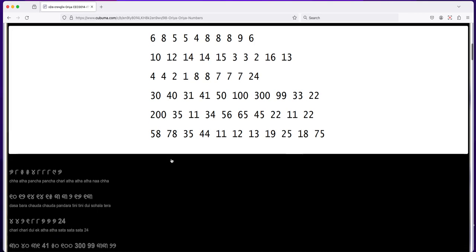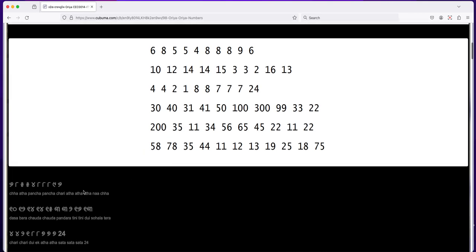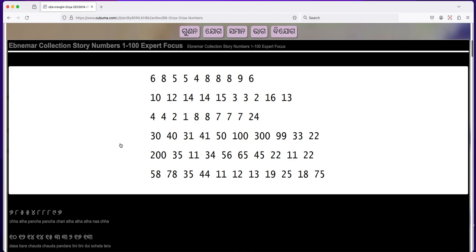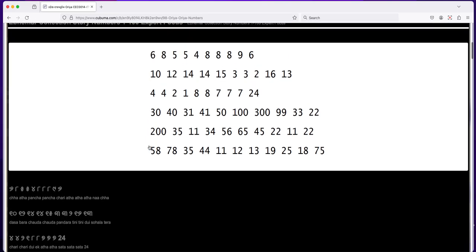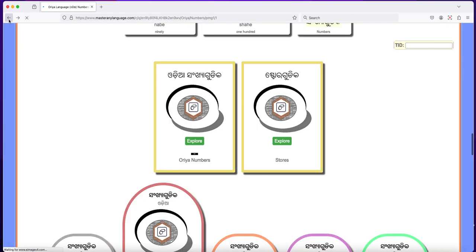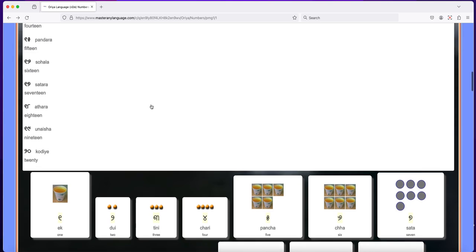Now below here we will see a reference key which matches the number. So let's say here, chaha, atta, pancha, chari, atta, na, chaha. Right, so we have that there, and that's helpful to just gauge where we stand. All right, maybe after your practice, you can check that out. All right, let's go through.